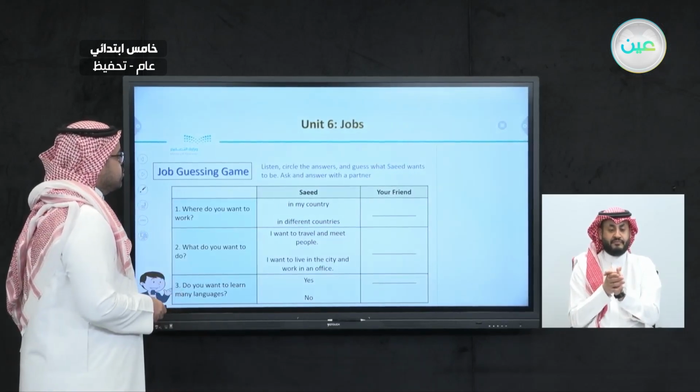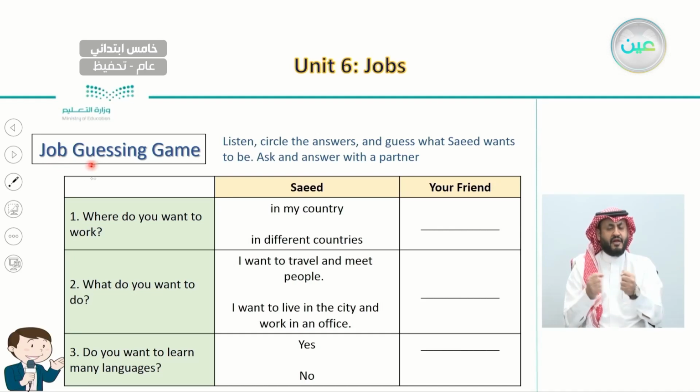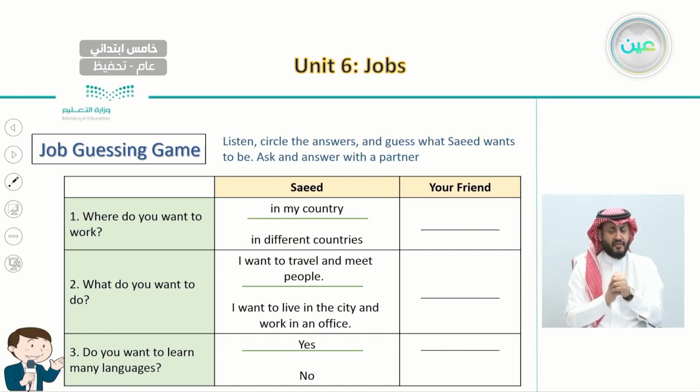After this, we also played a game called the job guessing game, where we listened to an interview and then circled the answers and guessed what Said wants to be. So here we are interviewing Said in this exercise, and we ask him questions. Out of these questions, he chose these answers.